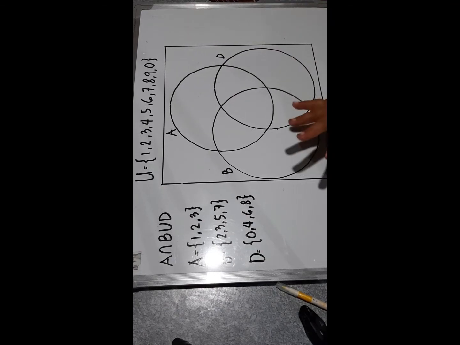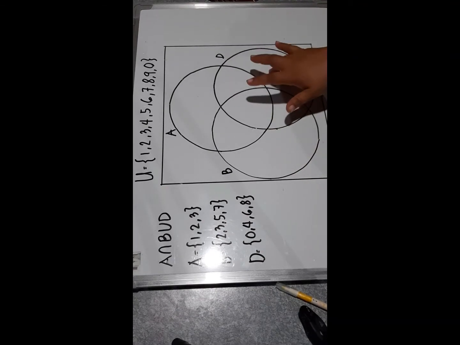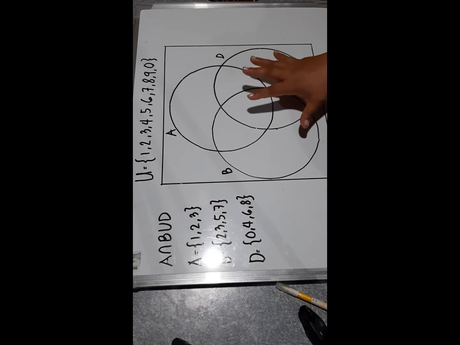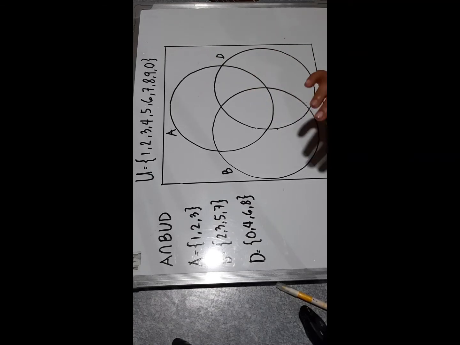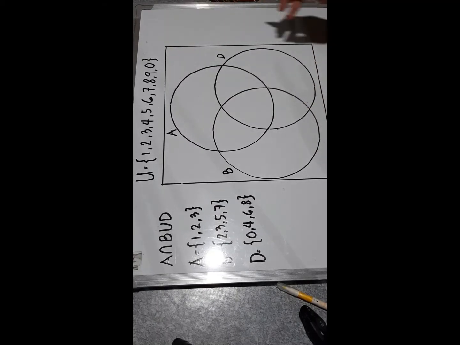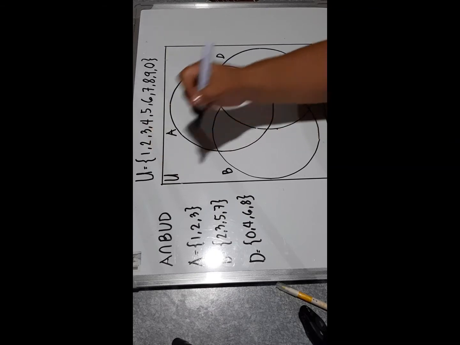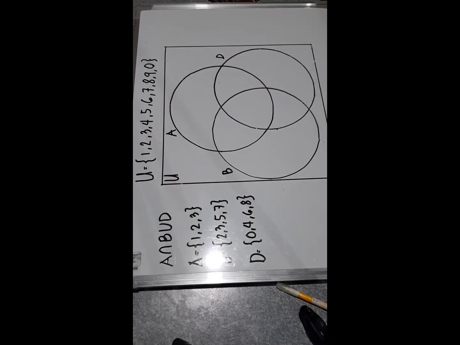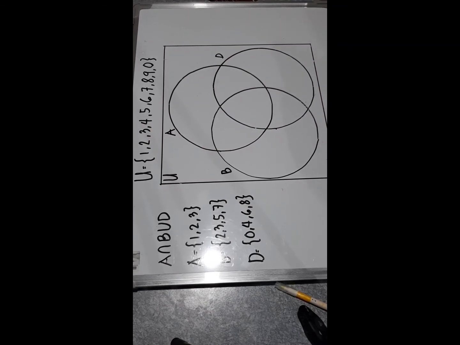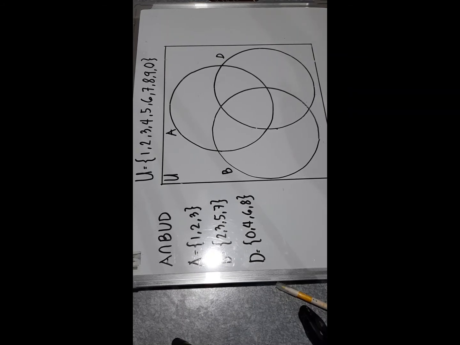You can place A and D anywhere, as long as you can adjust the placement of your elements accordingly. Okay, now, again, our rectangle represents our universal set. So first, identify the common element among the 3.